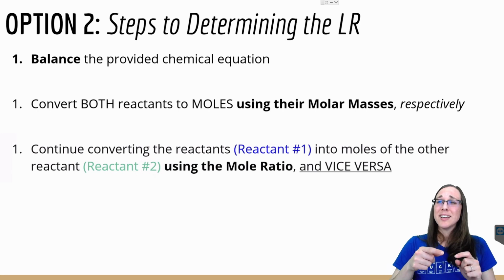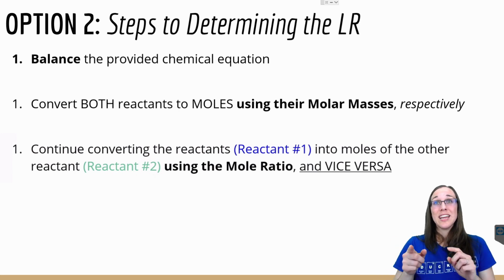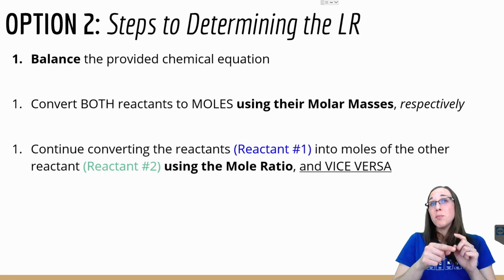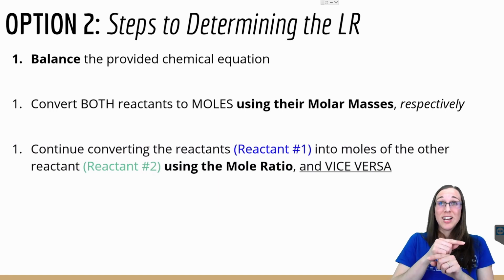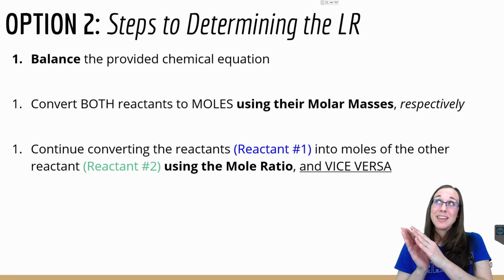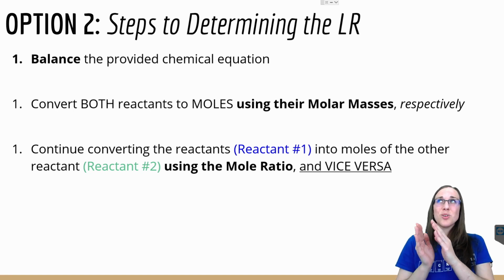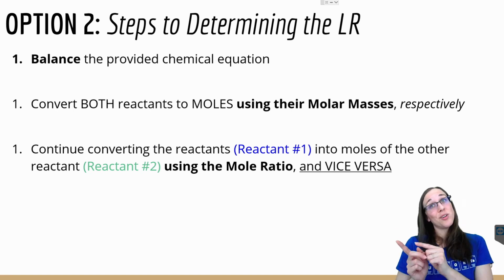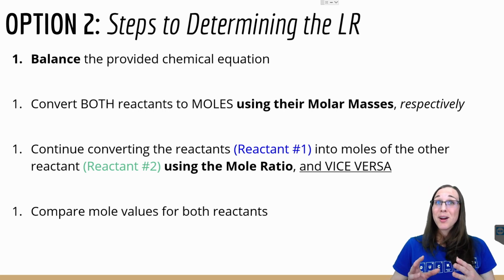So instead of finding grams of the product you're interested in, you would just convert it to moles of the other reactant using the mole ratio and vice versa. So instead of your goal being the grams of the product, your goal is now the moles of the other reactant. Then finally, you would compare the mole values of both reactants to each other.